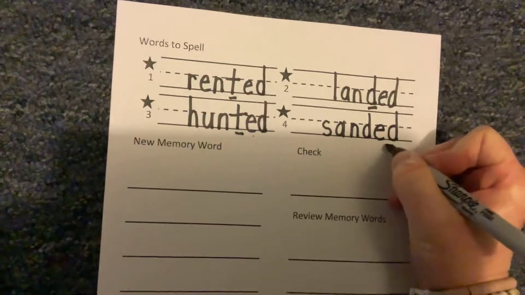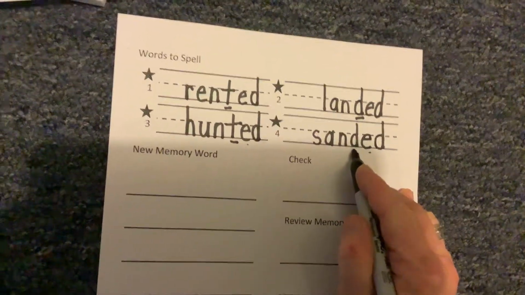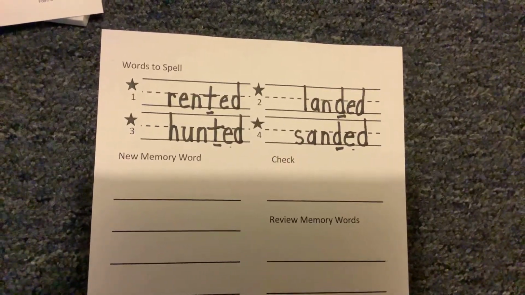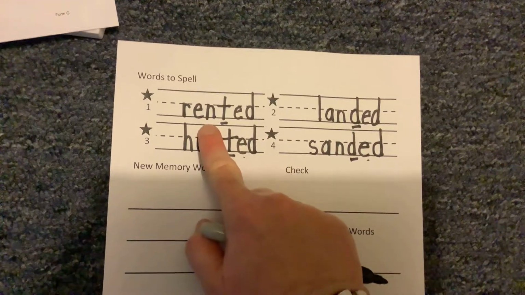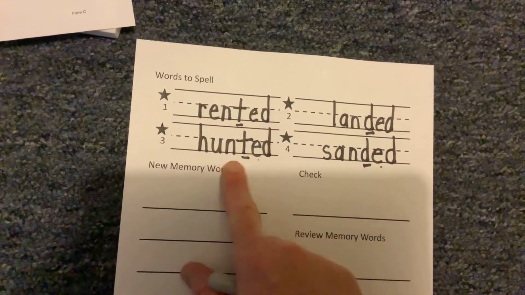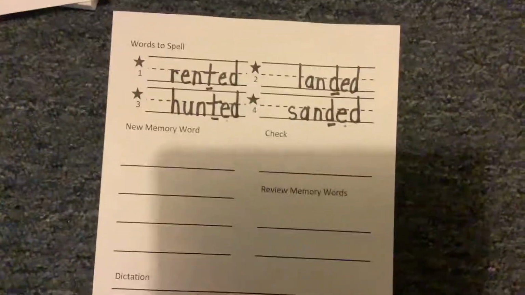And our suffix ed means in the past. Sanded. Our base word ends in a D, D or T, it says ed. Sanded. Let's go back and read these words together. Rented. Landed. Hunted. Sanded. All right.